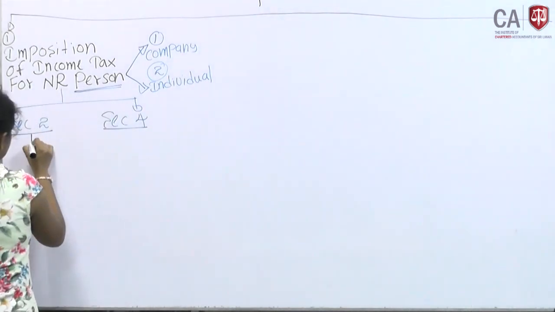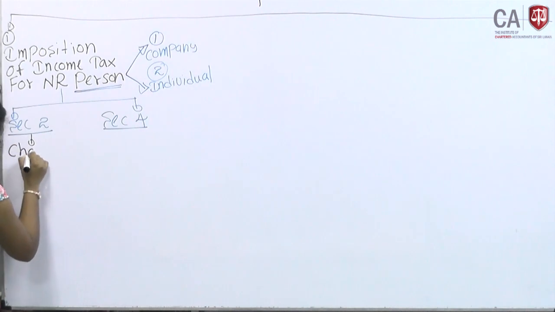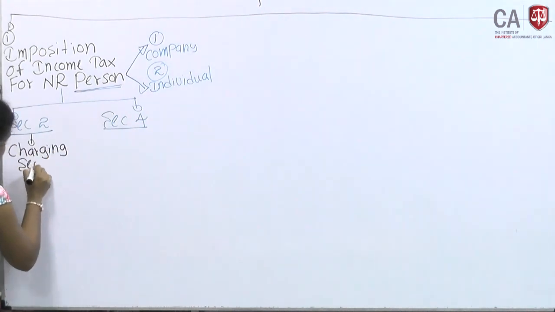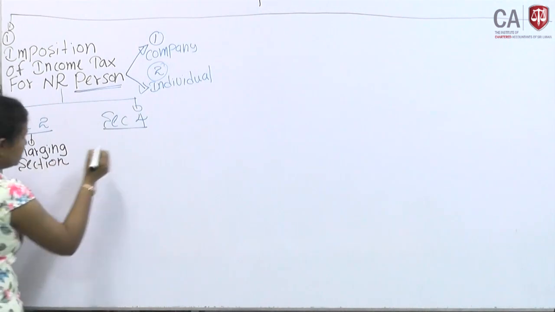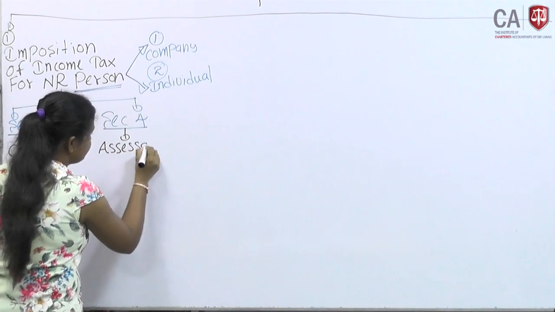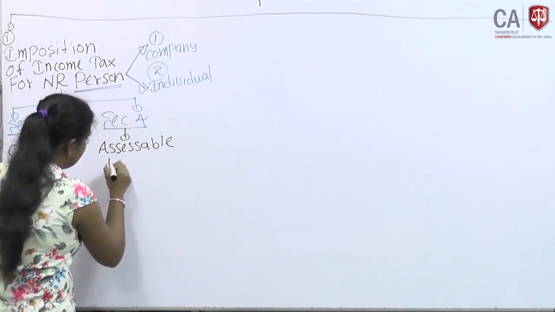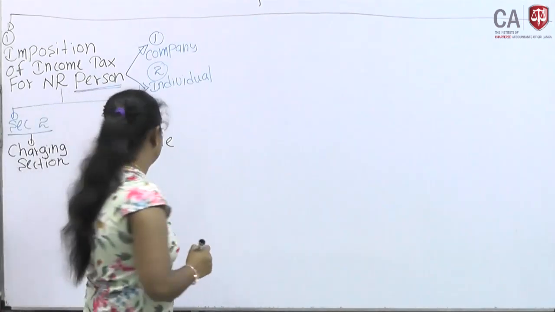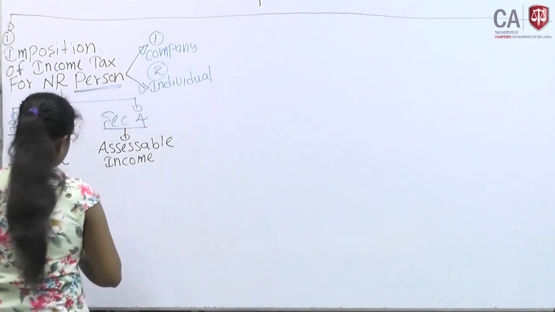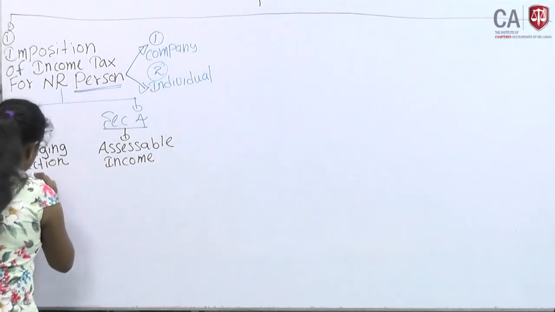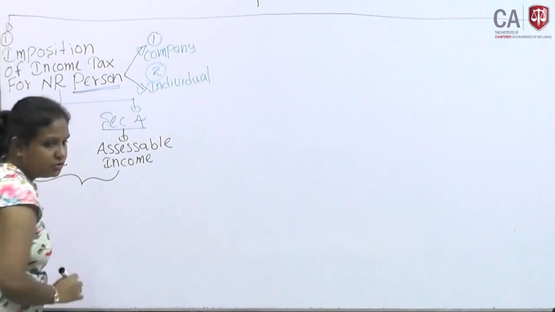Now what is this section 2? This is our charging section, and section 4 is for assessable income. When it comes to this charging section and assessable income, you should know this.